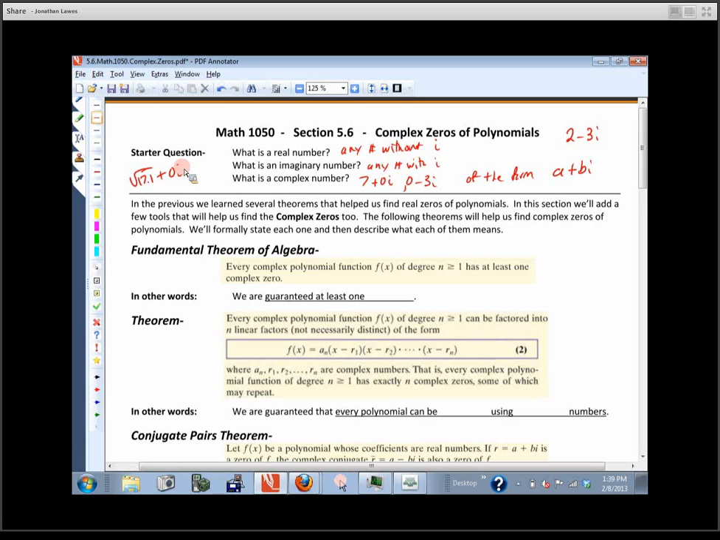We break them into the real part and the imaginary part. Put those two together, you get the complex numbers. Okay? All right.